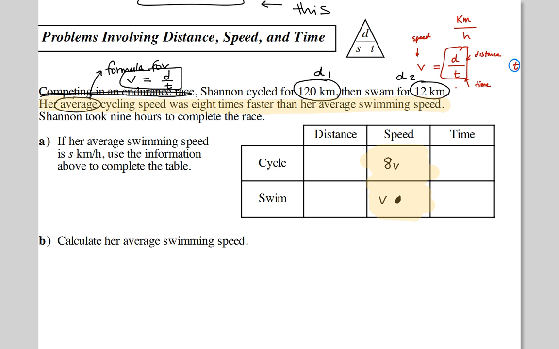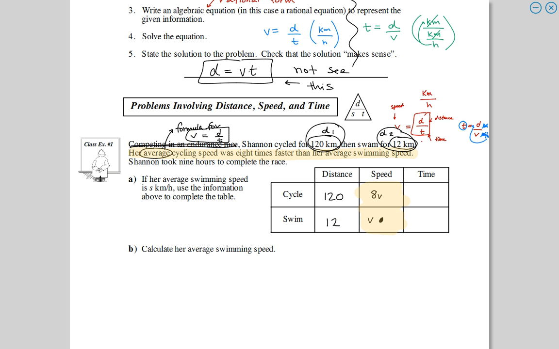What do we know for the distance? The distance for the cycle, what is it? 120. And what's the distance for the swim? 12. Now, using the expression for time, which I have up here at the top, what's the formula for time? D over V. So this is D, this is V. So do D over V for time. So for the first one, 120 over 8V. And the other one is 12 over V. Now, if we knew what V was, would we be done?